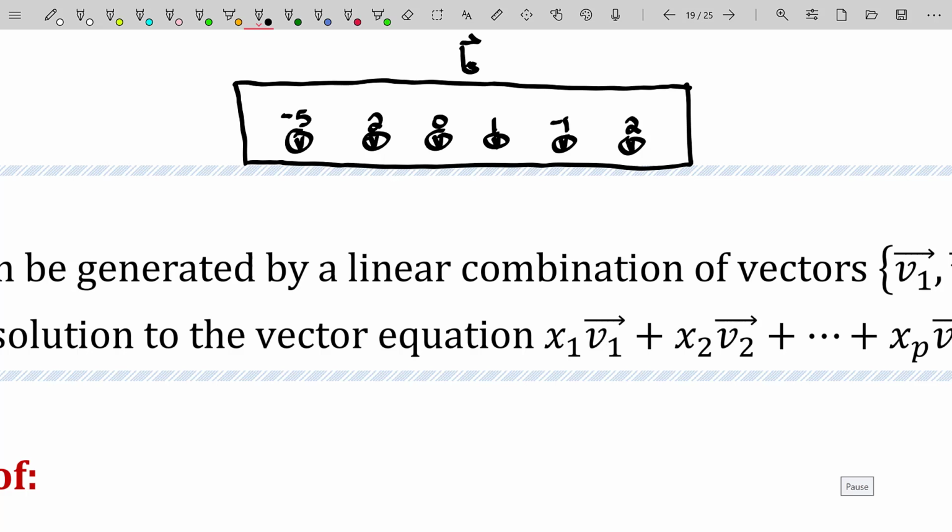And if that's the case, then turning those dials in that arrangement right there targets the vector b, or builds that vector b. Therefore, b would be a linear combination of those vectors v1 through v6 in this case, with the weights -5, 2, 0, 1, -1, and 2.